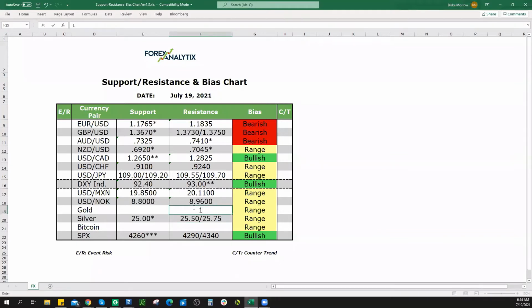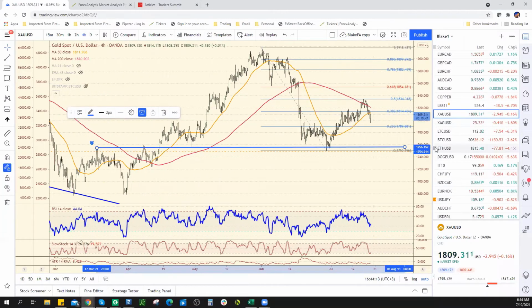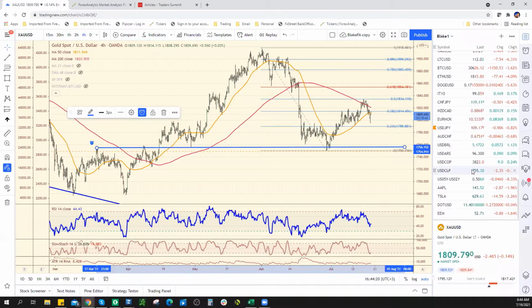So 1835, 1755, which is key. I'm going to keep us in range because I'm not really excited about doing anything with precious metals at this moment. There's nothing to do, I don't think. All right. Last but not least, let's take a look at, yeah, come on down, Euro Aussie. You're scaring me a little bit there.